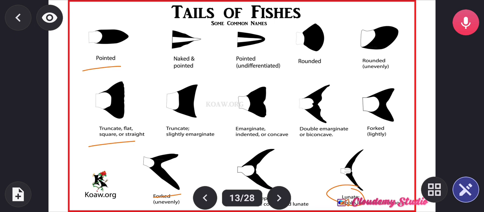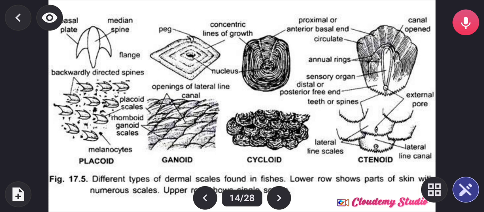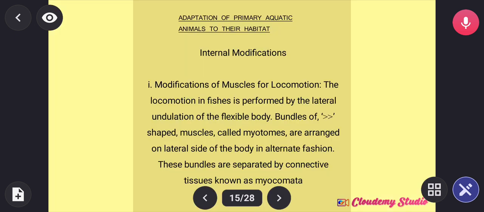You understand? Now, these are the types of scales that are found in fishes, because most of the fishes, especially the bony fishes, not the cartilaginous fishes, most of the bony fishes, their body is covered with scales. And we have different types of scales. We have the placoid scales, ganoid scales, cycloid scales, and ctenoid scales. So these are the different types of dermal scales that are found mostly in bony fishes. You understand? Now let us proceed.